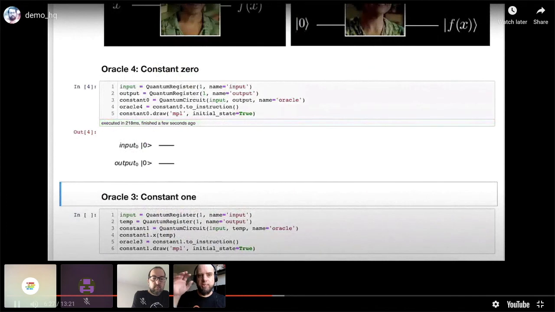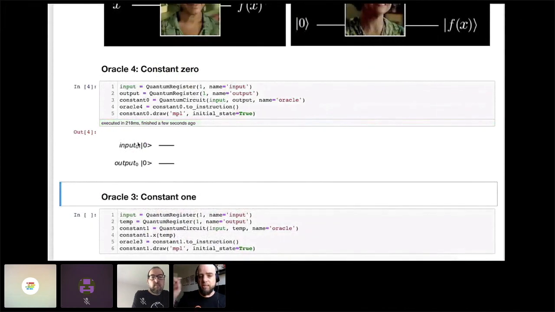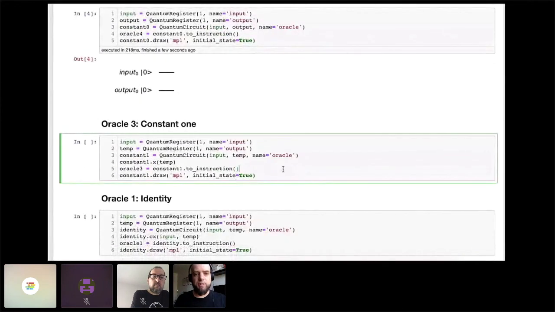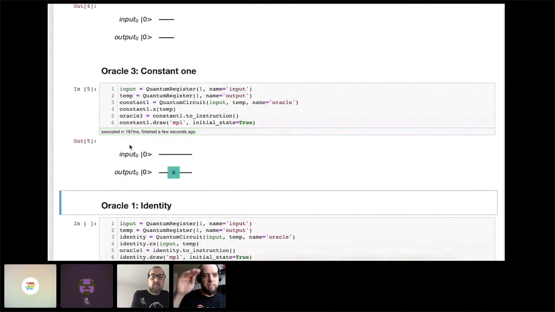The first situation is the constant 0. Doesn't matter the input, the output will always be 0. That's one of the functions that we have. The other one is the constant 1. Doesn't matter the input, the output is always 1. And we flip the ground situation 0 into 1 just by adding a NOT gate, here represented as an X. X means NOT in the quantum world.